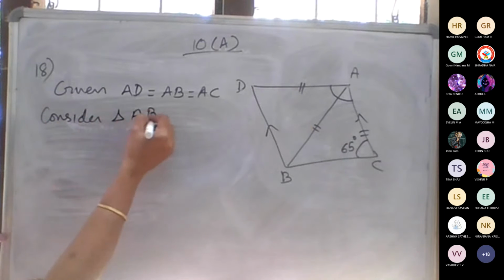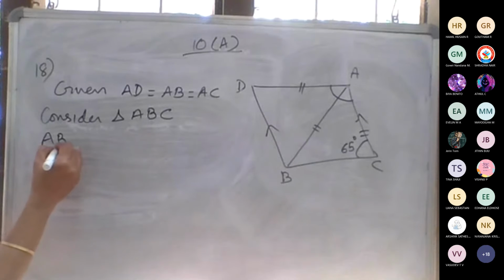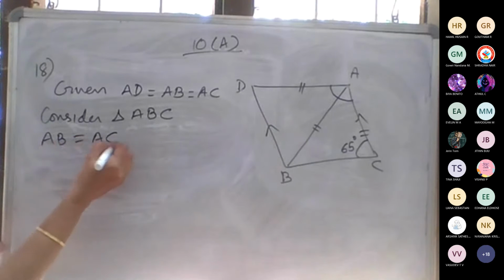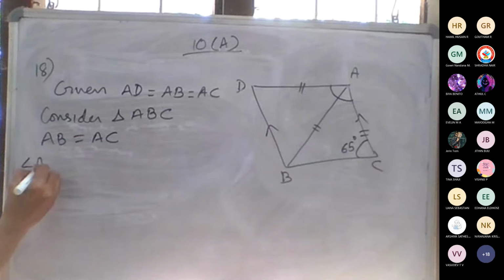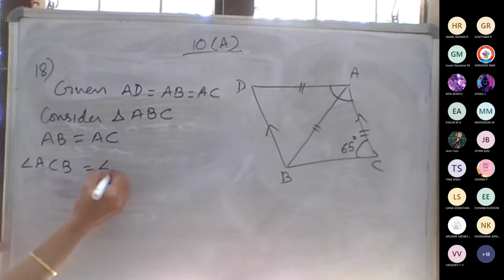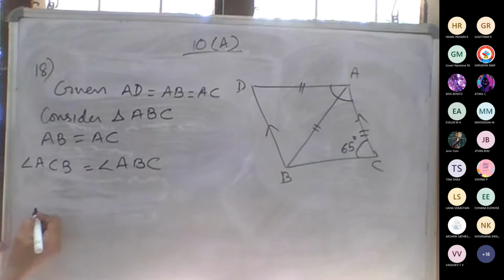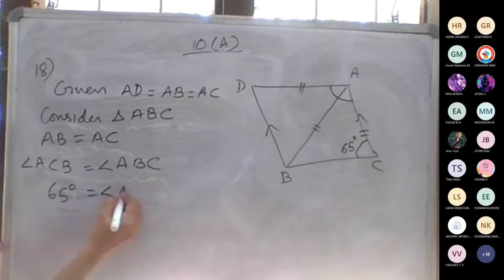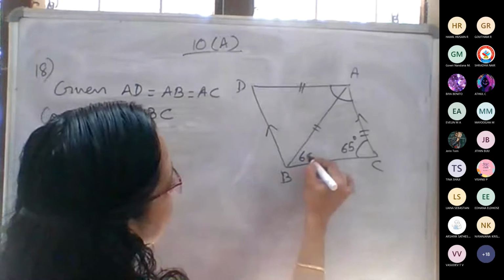What are the things given in triangle ABC? AB is equal to AC is given. So we can write angle ACB is equal to angle ABC. ACB is given as 65 degrees, so angle ABC is equal to 65 degrees. Up to this, okay or not? This value we got as 65 degrees.